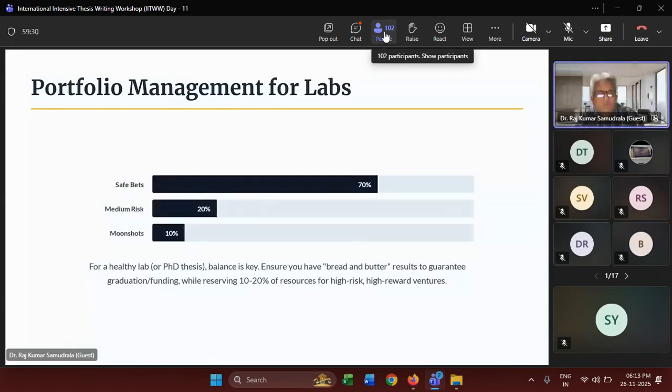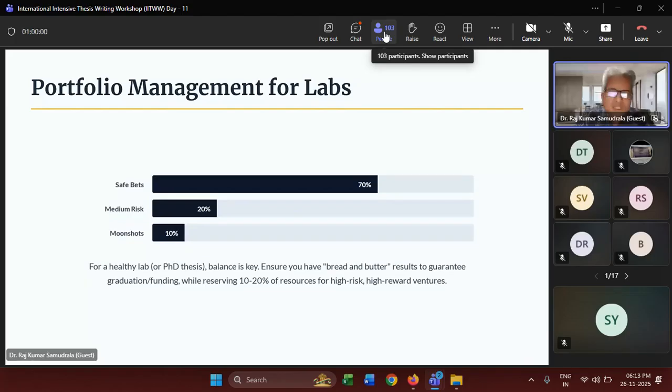And portfolio management for labs: some safe bets, medium risk, and moonshots. Safe bets mean that, in general, to complete the PhD thesis for healthy completion, we choose an already existing problem. We change some parameters. Then we work on those problems and publish those results. By publishing those results, we'll get the PhD thesis.